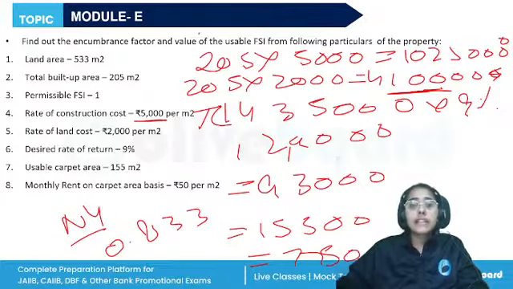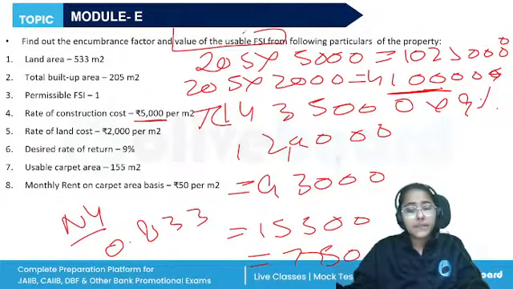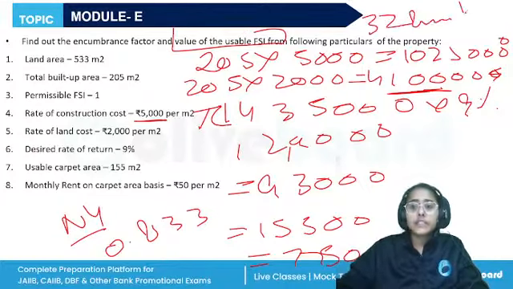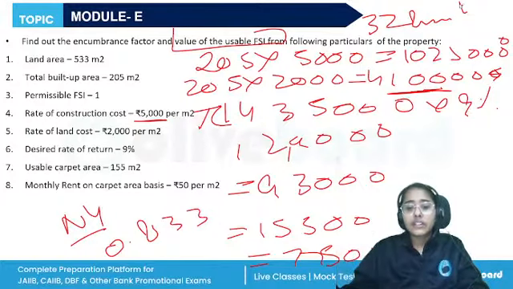Then we also need to calculate the value of the usable FSI. So simply what we can do, we will subtract the total built up area from the land area. So 533 minus 205 will be 328 meters square. And for the value of the usable FSI, we have calculated the encumbrance factor as 0.833. So 328 into 0.833 and multiplied by the rate of land cost will give us 5,46,448.